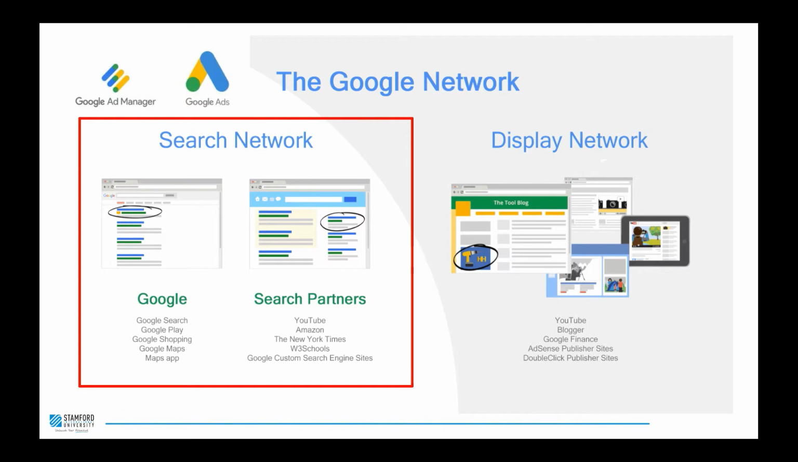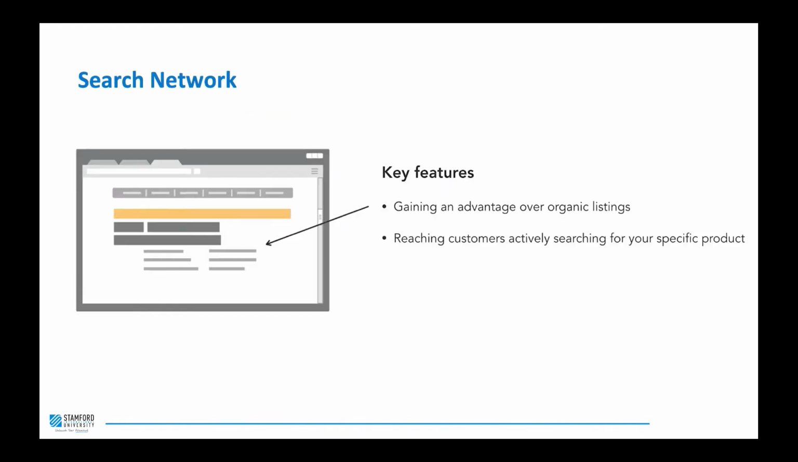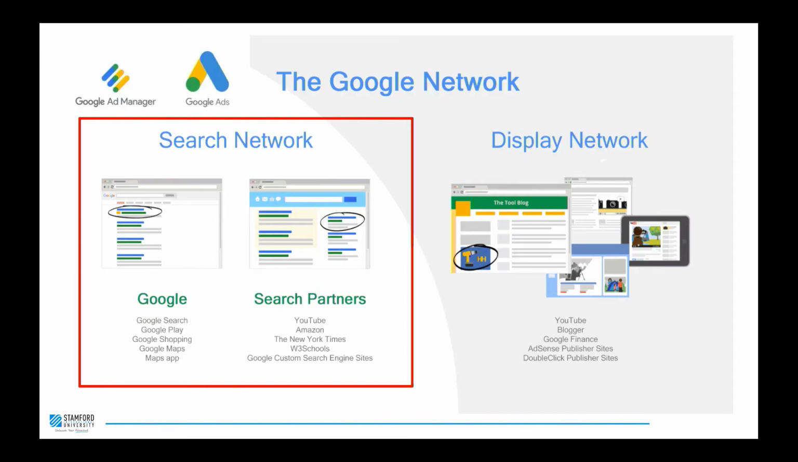When we look at the search network, this includes search results from inside of the Google search, as well as many partner websites that they have that use Google search to power their platform. It also includes YouTube search and other sites that use the Google search bar. It also includes the display network, which is where you'll see banner ads on sites like CNN and more. So search and display.